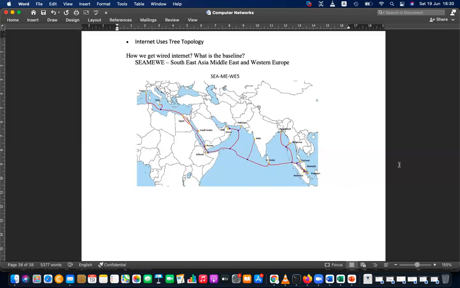If you just drag cables through the sea, it's no point. So ring topology is useless here. The only topology that works here is bus topology. But if you use only bus topology, how do you connect?